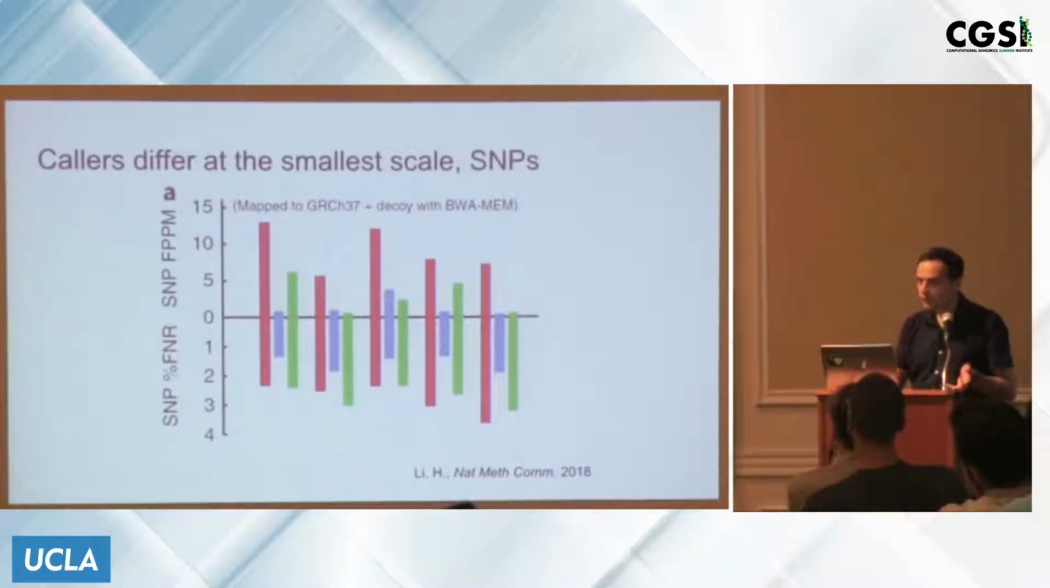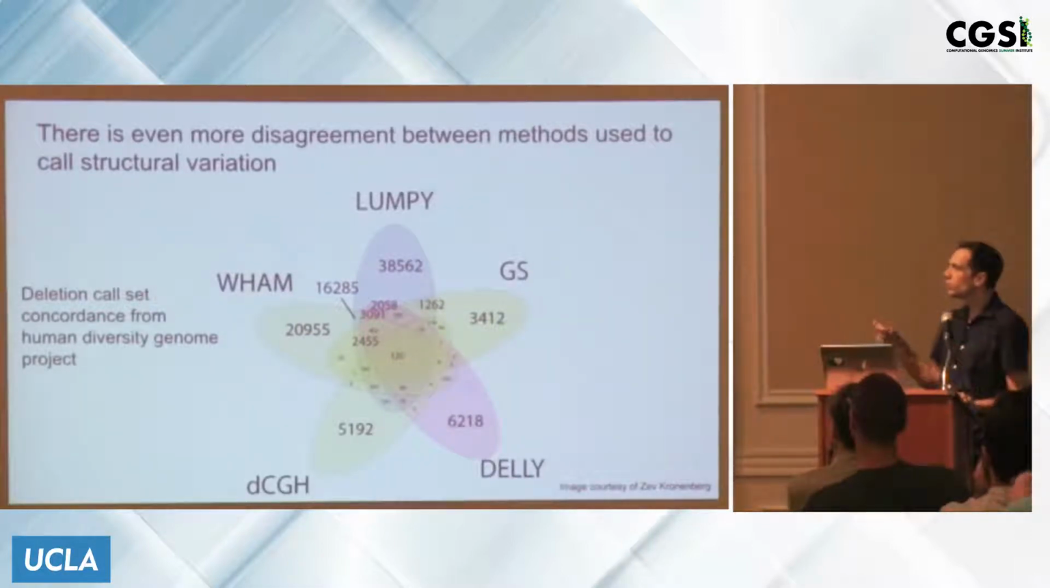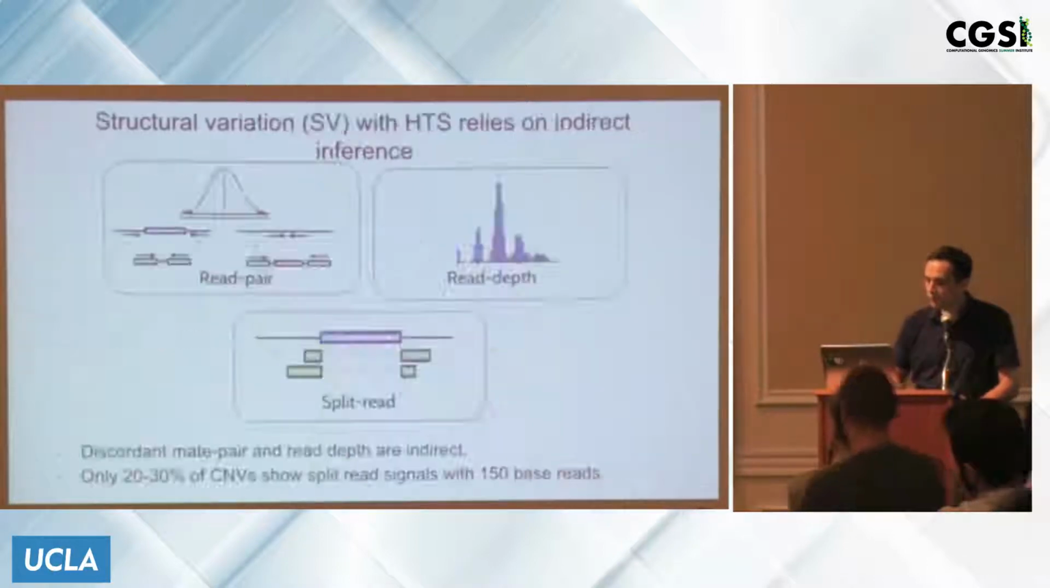What about structural variation? Well, if we compare different calling methods on the same data set, you tend to get this sort of flower of a Venn diagram of the different numbers and lack of overlap between calls that are made. And what this goes to highlight is the fact that there's a lot of uncertainty present in the type of calls that are made for structural variation using high-throughput sequencing.